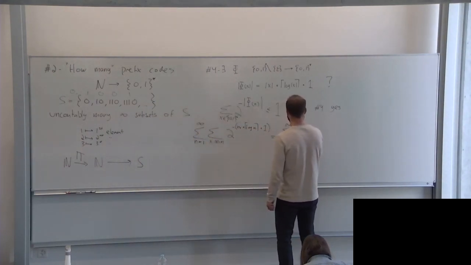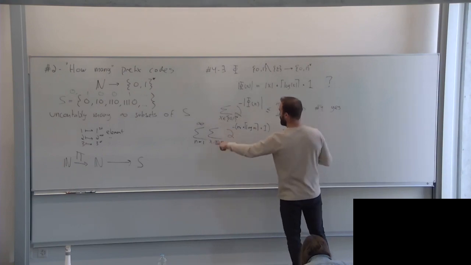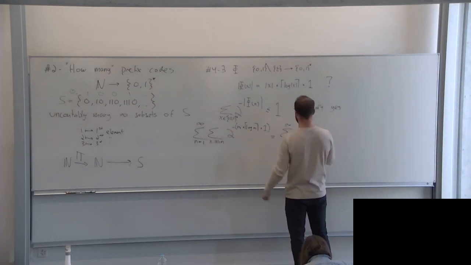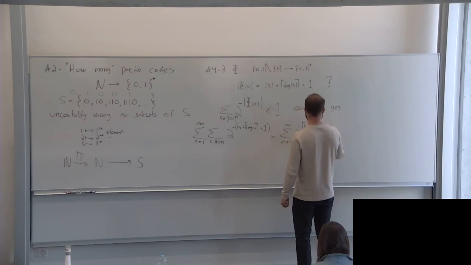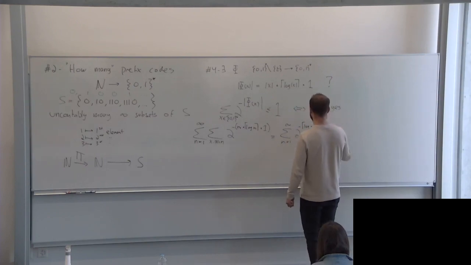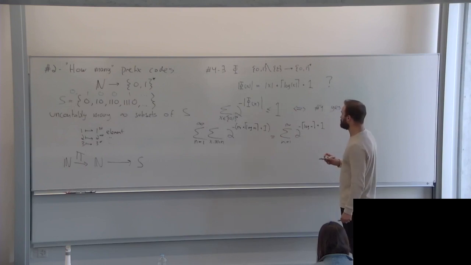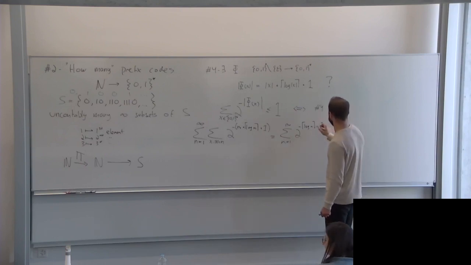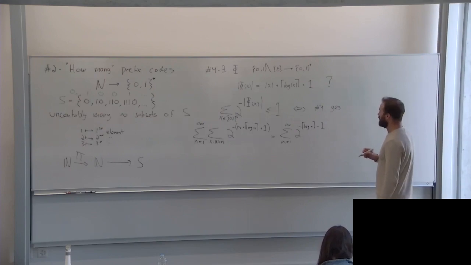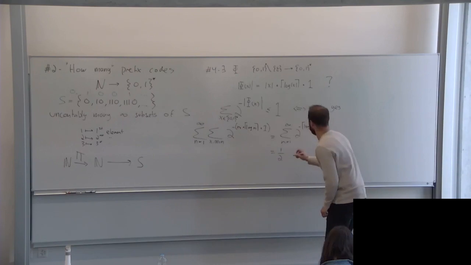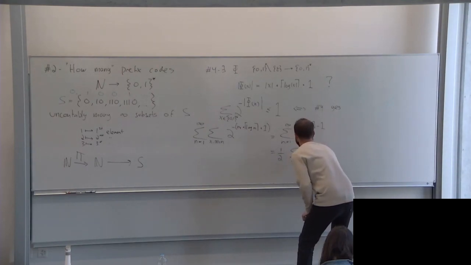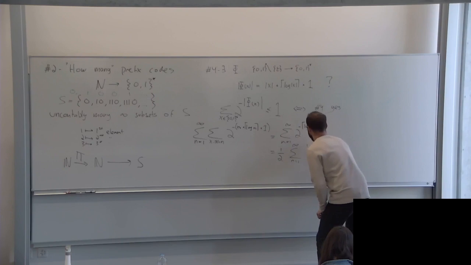So I sum over all n. I have 2 to the n coming from that sum, which cancels out the 2 to the minus n here. What remains is 2 to the minus ceiling of log n plus 1. Minus 1. Thank you. Minus 1. I'll just factor out 1/2: sum over n equals 1 to infinity of 1 over 2 to the ceiling of log n.